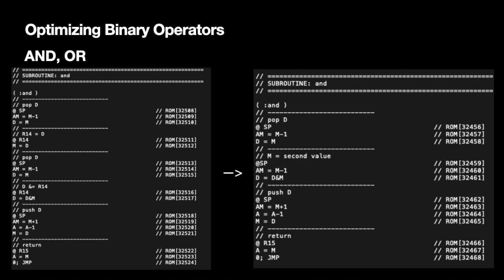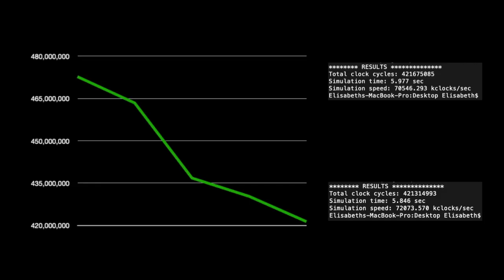Next up, I modified the binary operators assembly. I realized that the and or instructions were erroneously storing information in R14 when they could just be kept and accessed in the D and M registers. Modifying and removed 1,944,368 clock cycles, and modifying or removed 360,000 clock cycles.